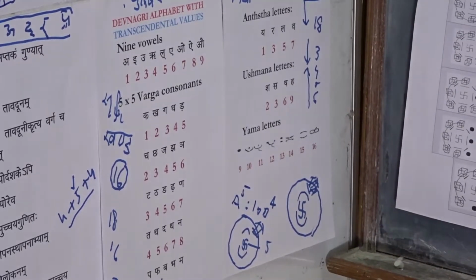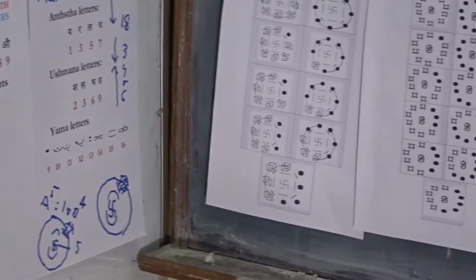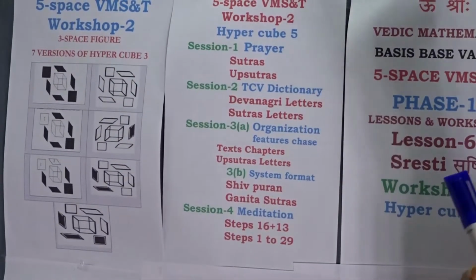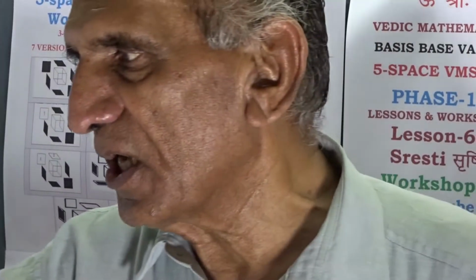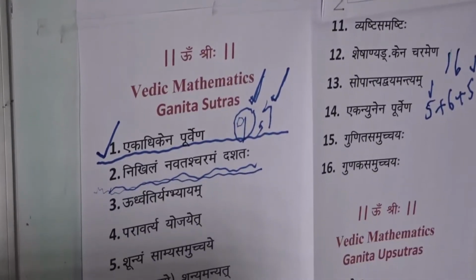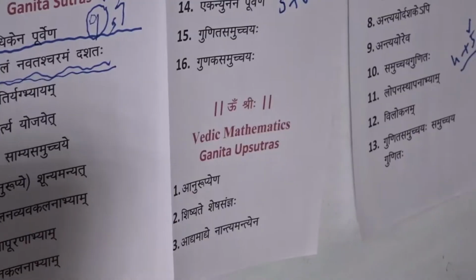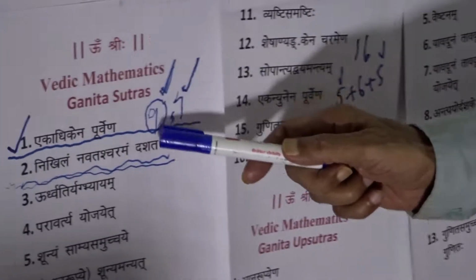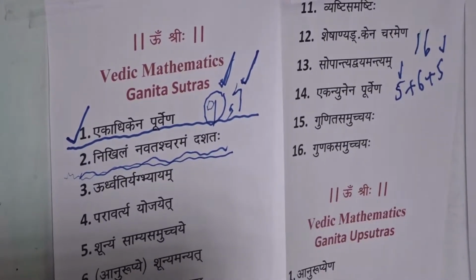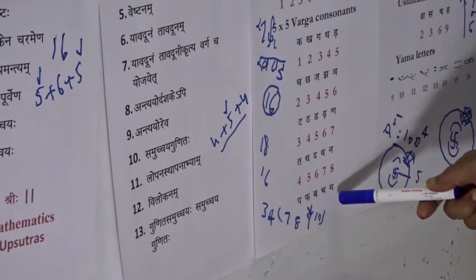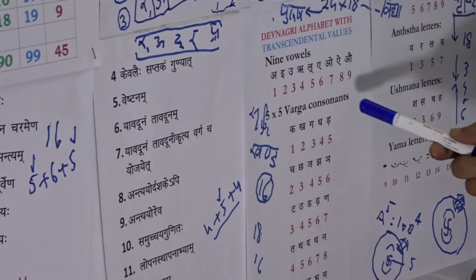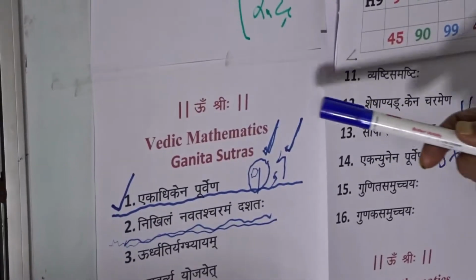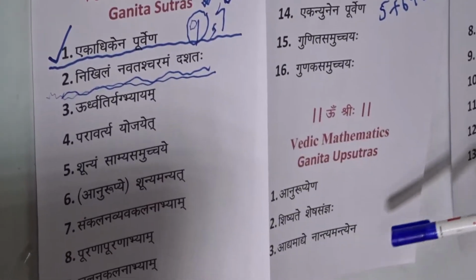Today, the focus shall be upon the letters of the sutras. The letters of this text of the sutras, from Ekadikein Purvein till Gunita Samuchya, these 29 sutras and upsutras avail 36 letters. The Devanagari alphabet is an alphabet of 50 letters, while out of these 50 letters, the text of Ganita Sutras and Upsutras avails only 36 letters.